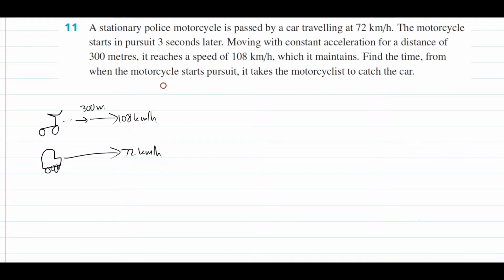Find the time from when the motorcycle starts pursuit that it takes the motorcycle to catch the car. So basically, the motorcycle is going to be going faster than the car, so eventually it should catch the car even if it started late. So yeah, eventually it will catch the car. The objective is to find the time. So, when does it reach the car?